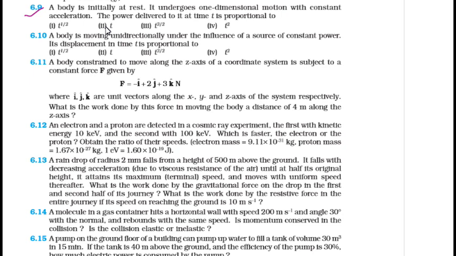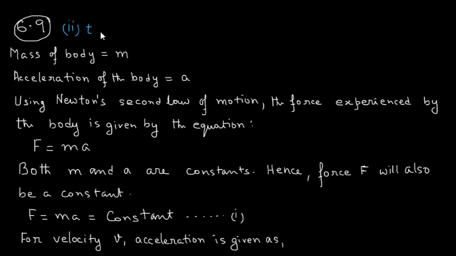A body is initially at rest. It undergoes one-dimensional motion with constant acceleration. The power delivered to it at time t is proportional to: 1) t to the power 1 by 2, 2) t, 3) t to the power 3 by 2, 4) t squared. Let us see the solution. The answer is 2, t. Let us see the explanation.